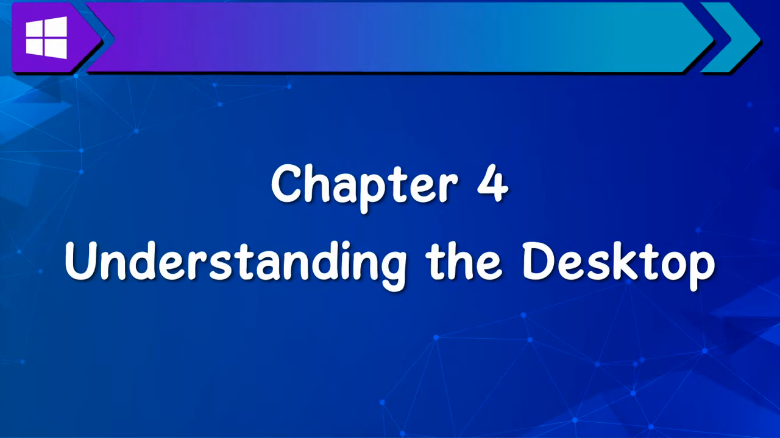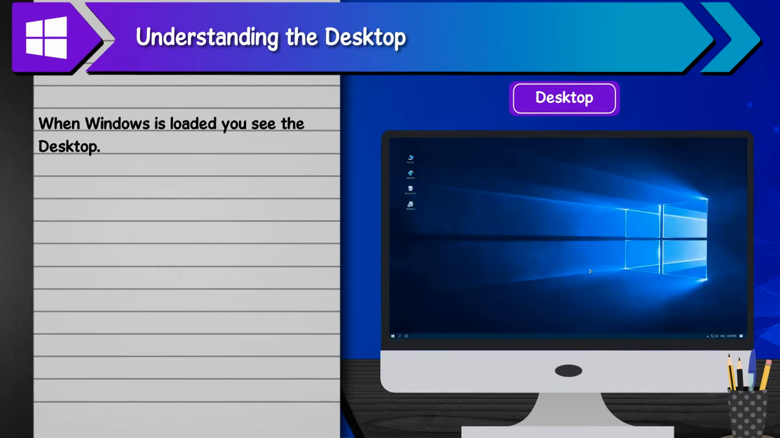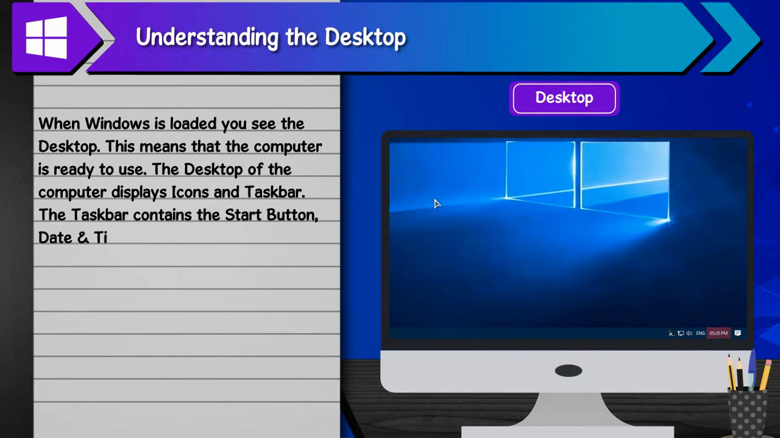Chapter 4, Understanding the Desktop. Desktop. When Windows is loaded, you see the desktop. This means that the computer is ready to use. The desktop of the computer displays icons and taskbar. The taskbar contains the start button, date and time, and many other quick launch tools.